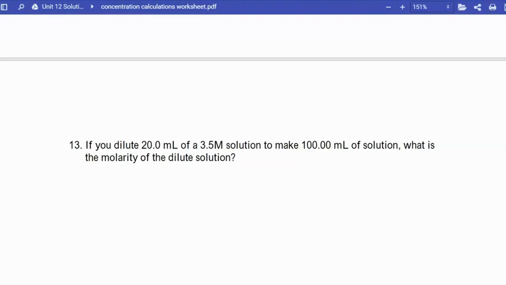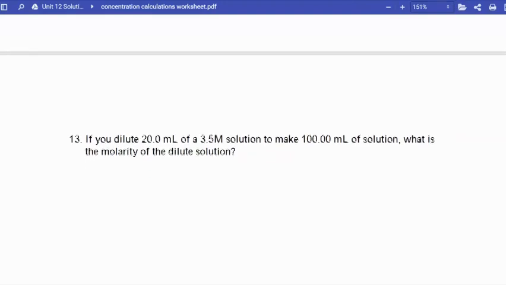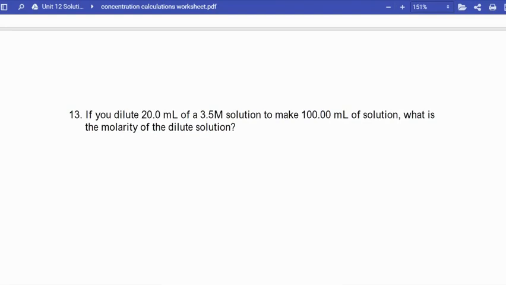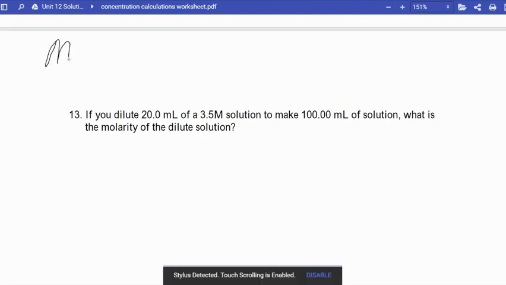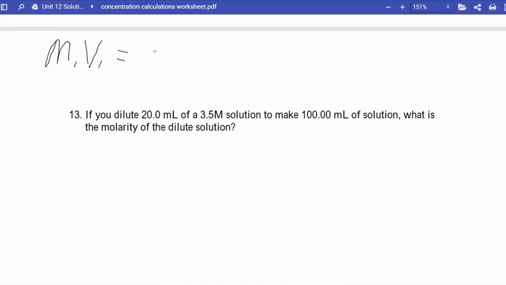So dilution is relatively simple. Our equation is M1V1 equals M2V2. Now, M is molarity, and V is volume.